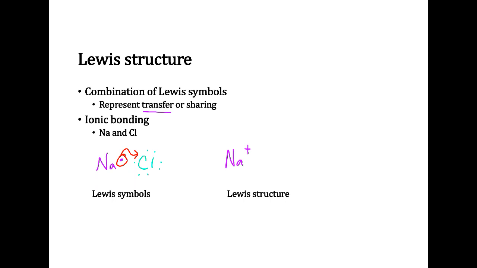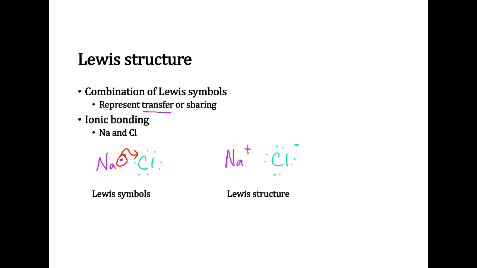Whereas if we were to look at chlorine, if it gains that electron from sodium, it's going to form an anion. So let me put that electron from sodium on there really quick. So we have our anion, and it has a negative charge. So the Lewis structure for this ionic compound is the cation sodium and then the anion chloride. So this would represent some electrostatic interactions between that positive and the negative charge.